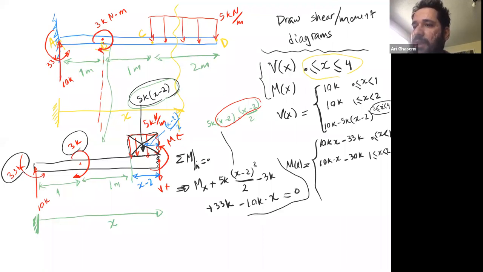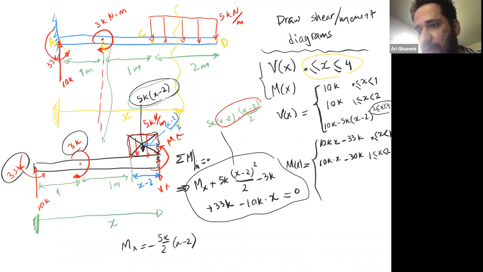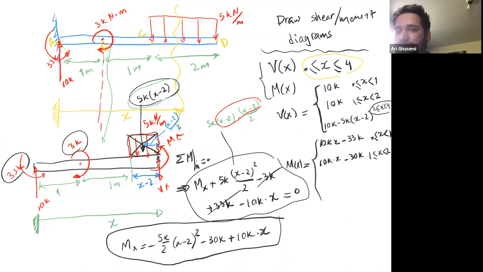So solve this equation for MX. What do we get? MX is equal to negative 5K over 2 times X minus 2 to the second power, this guy is positive 30K, you go to the right, negative 30K, then plus 10K times X. It's a second order polynomial. You see? So what I did, I just simplified that equation, keep MX on the left and everything on the right. So you get negative X minus 2 squared, then negative 30K and plus 10K times X.